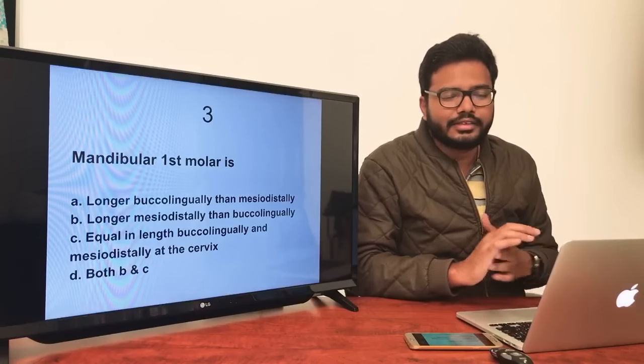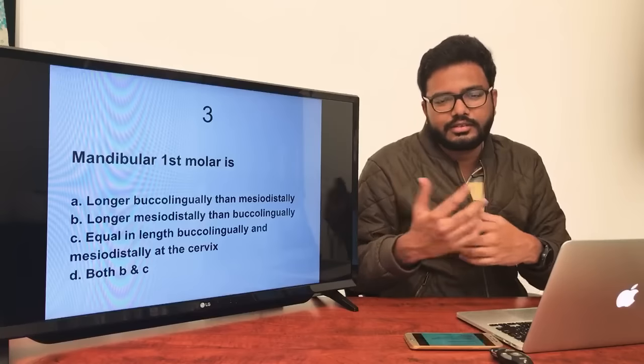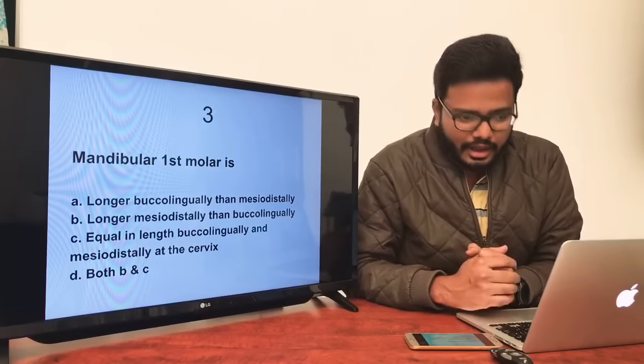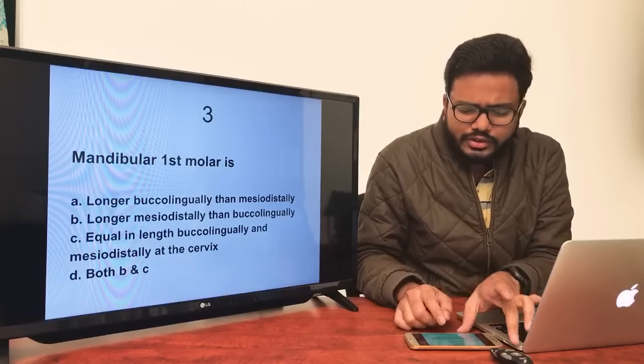Exactly, Andrew. In case of maxillary, the scenario will be reversed. Buccolingually, the tooth is longer than mesodistal diameter. Now let's move on to the next question.